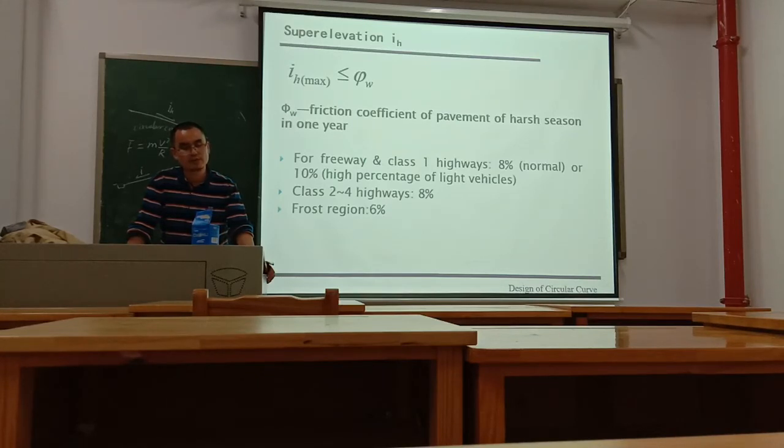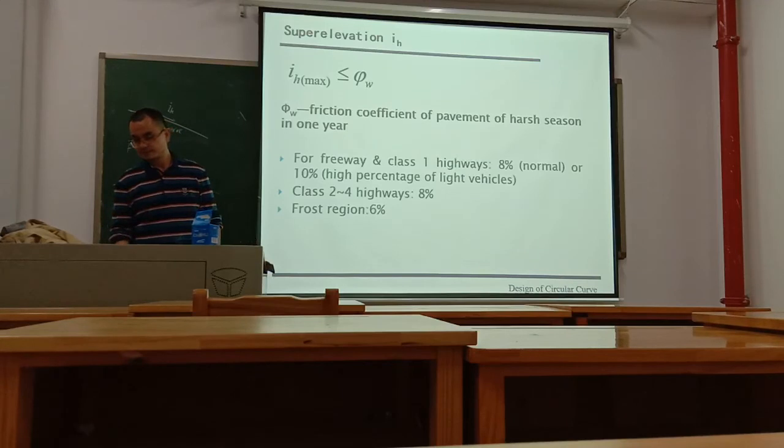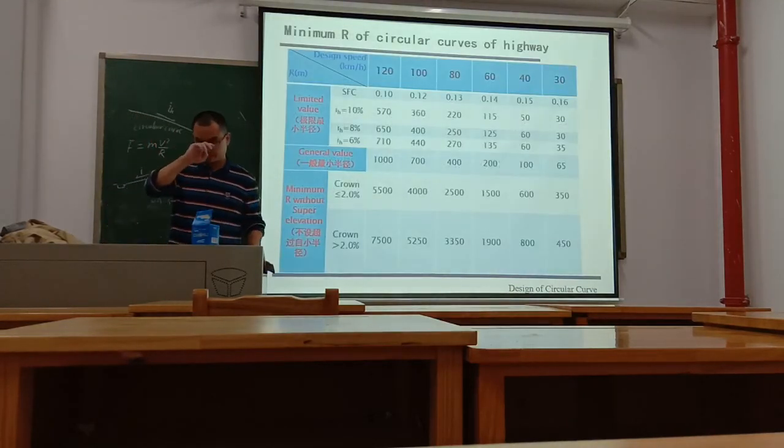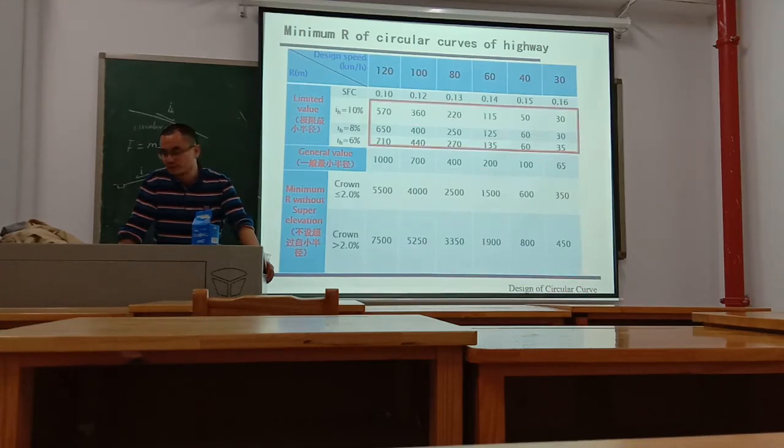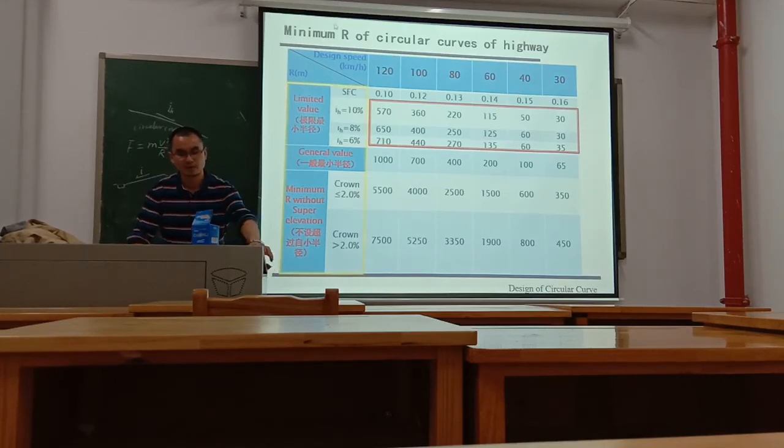On frost region, the frost with ice, the maximum of IH is 6%. According to the above conclusion, we can get the minimum radius of circular curves of highway. This is the limited value.